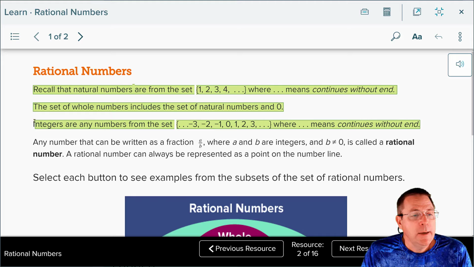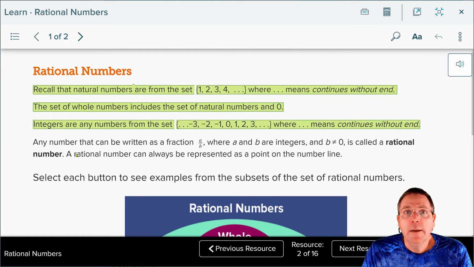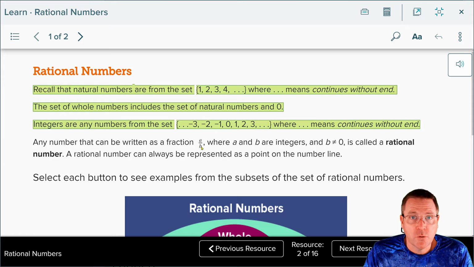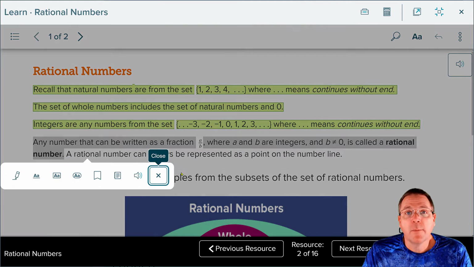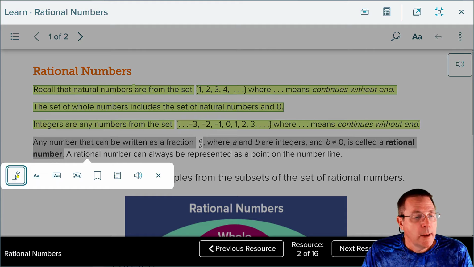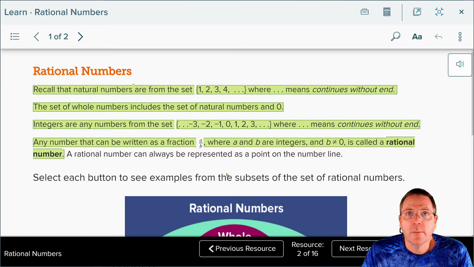And finally, oops, I didn't highlight a letter there. Let's try that again. Any number that can be written as a fraction, a divided by b, where a and b are integers and b is not equal to 0, meaning your denominator is not 0, don't stress that, we will learn that later in life, is called a rational number. A rational number can always be represented as a point on the number line. Here's the skinny. If it can be written as a fraction, it's a rational number.